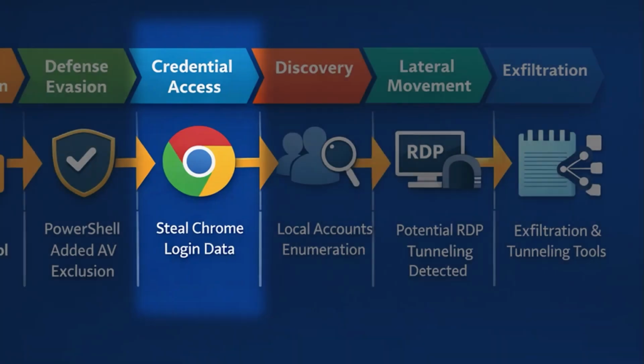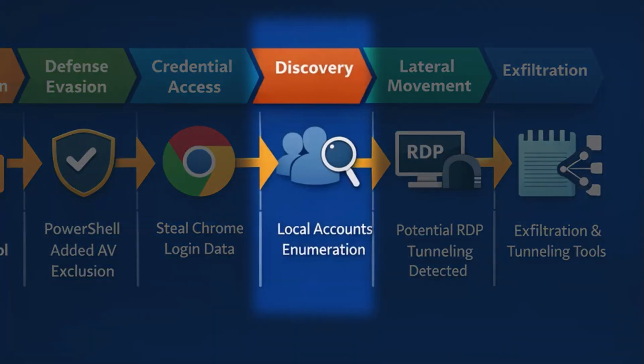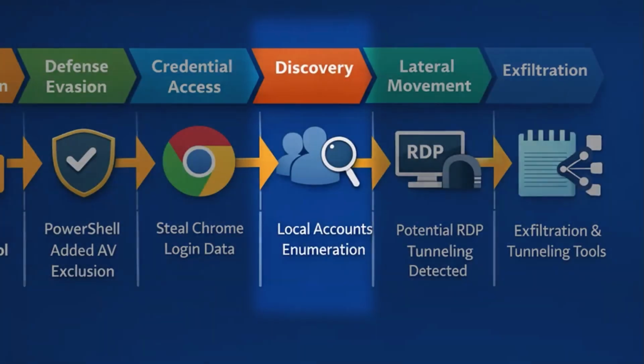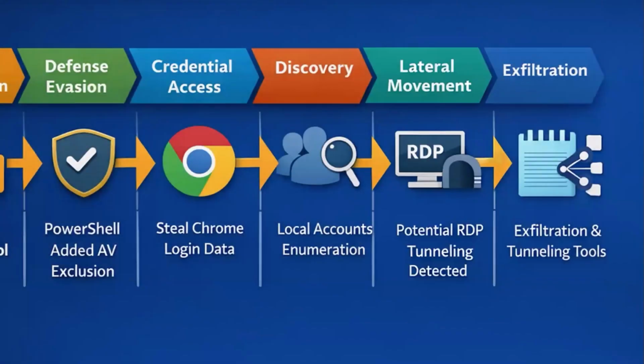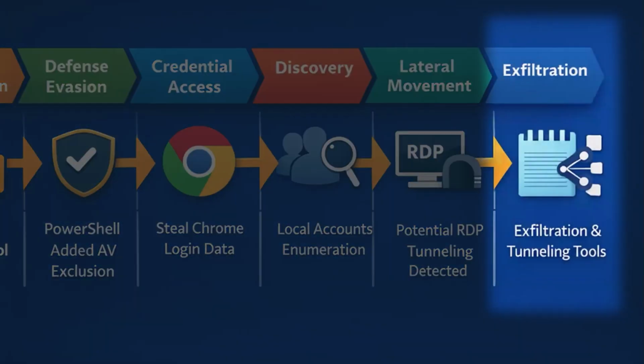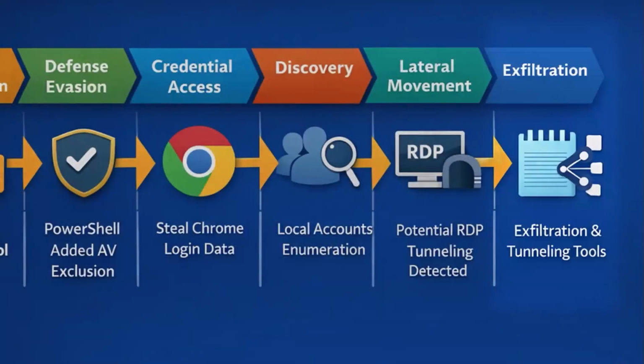Credentials are extracted from the browser. Discovery follows, including local account enumeration. Lateral movement occurs over RDP tunneling. Data is ultimately staged and exfiltrated externally. Each phase leaves a trace.